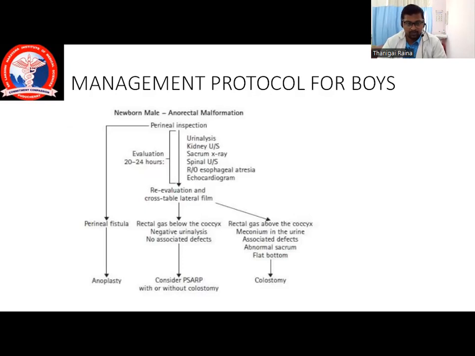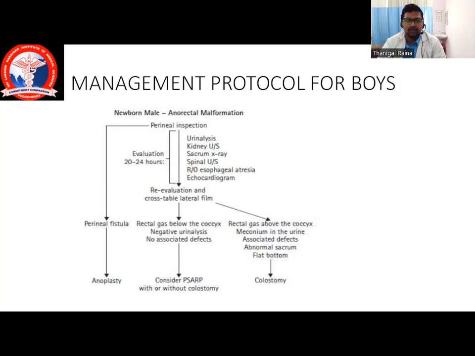So coming to the management protocol. If you are suspecting a newborn male baby with anorectal malformation, first is clinical evaluation, that is perineal inspection. If by looking directly you make a diagnosis of perineal fistula, go for anoplasty. Otherwise, if you are not sure enough to diagnose, you order investigations: urine analysis, kidney ultrasound, sacrum and spinal ultrasound, esophageal atresia evaluation, and echocardiogram.